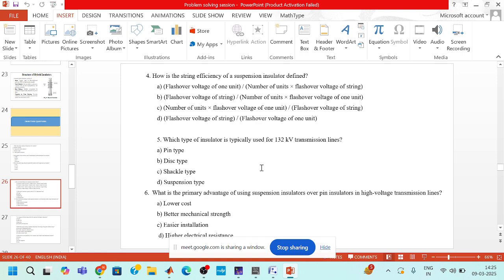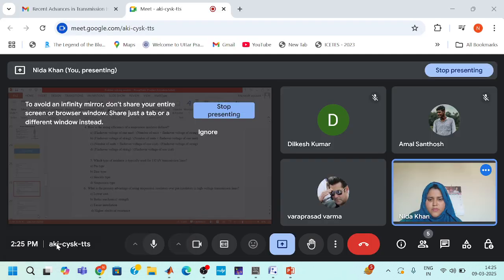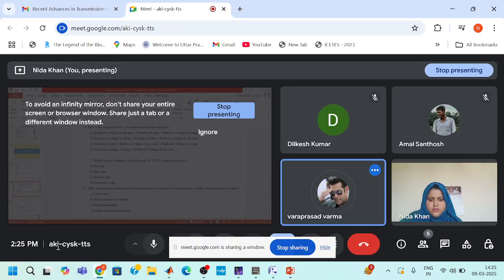Now the third question is, which type of insulators is typically used for 132 kilovolt transmission lines? Suspension type, madam. Okay. A, pin type. Anyone else? Suspension, and the second option is pin. Anyone else?